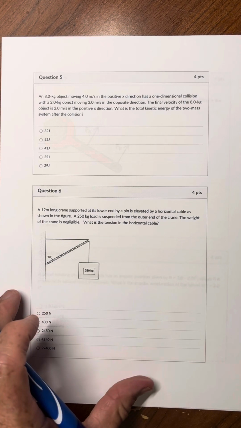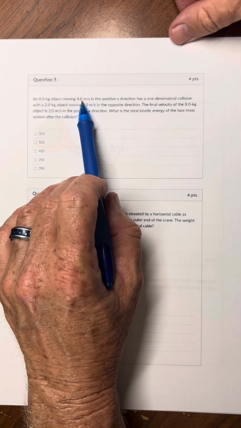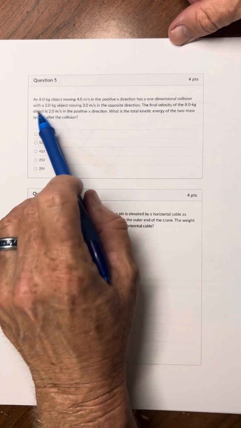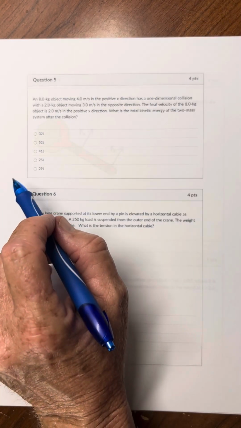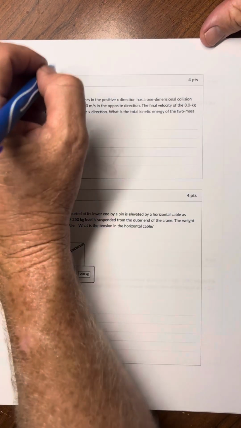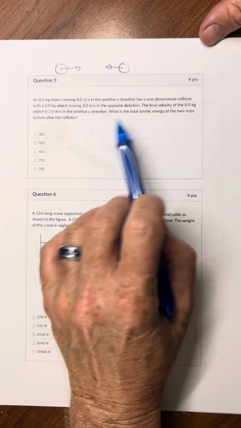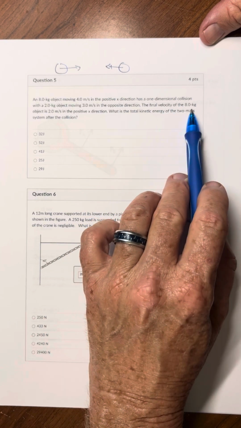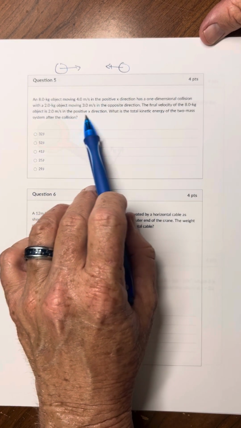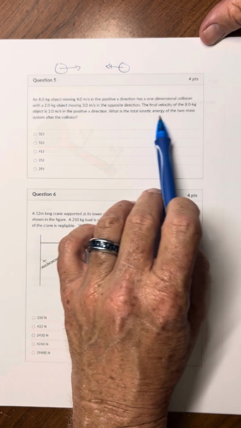On to number 5. An 8 kilogram object moving at 4 meters per second in the positive x direction has a one-dimensional collision with a 2 kilogram object moving at 3 meters per second in the opposite direction. Okay, so we've got this head-on collision. The final velocity of the 8 is 2 in the positive direction. What is the total kinetic energy?